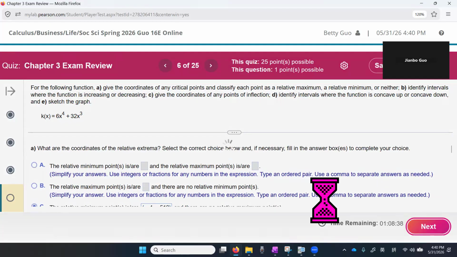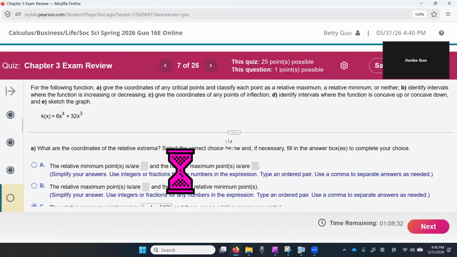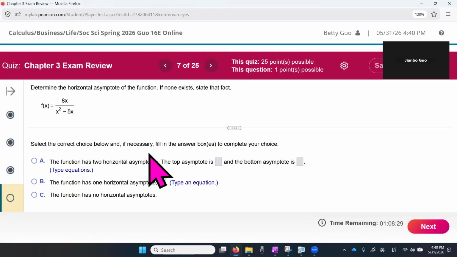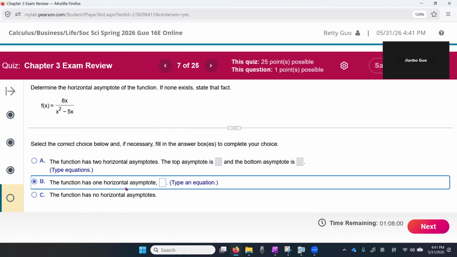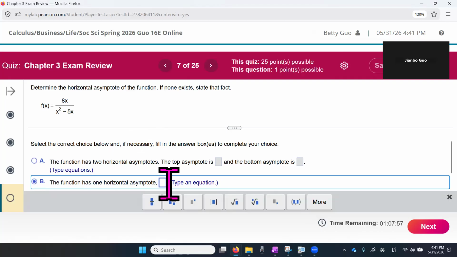Next, question number 7. Determine the horizontal asymptote for this function. This is a rational function. What is a rational function? The numerator is a polynomial, the denominator is a polynomial. To find the horizontal asymptote, we look at the degree of the top and the bottom. If the degree of the bottom is bigger than the degree of the top, the horizontal asymptote is y equals 0. The function has one horizontal asymptote, y equals 0.